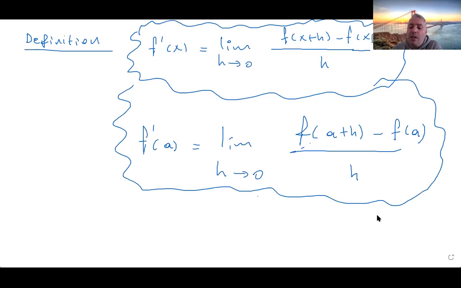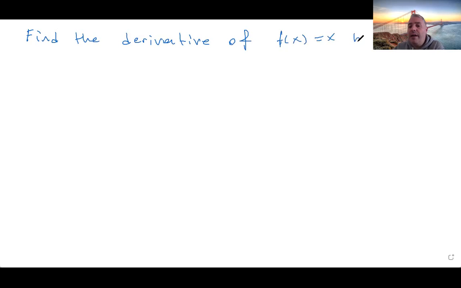But what could be one question? It could be asked: find the derivative of f of x equals x by using the limit definition. So what will be the answer of this question?